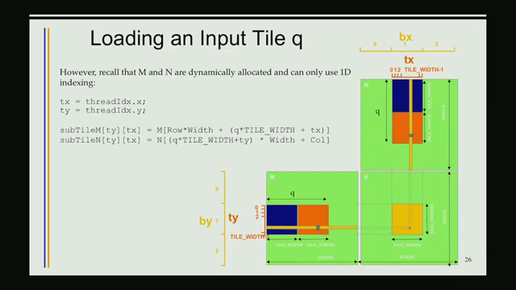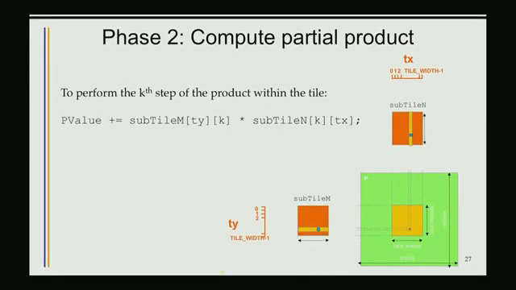Okay? Now with that in mind, we can move on to computing the partial product, which is just to take the value in subtile M, multiply it by the value in subtile N, and store it in this partial product, p-value. So I'm just taking this little piece of the vector and that little piece of the vector, dot producting them, calculating their partial dot product, and accumulating the result in p-value.